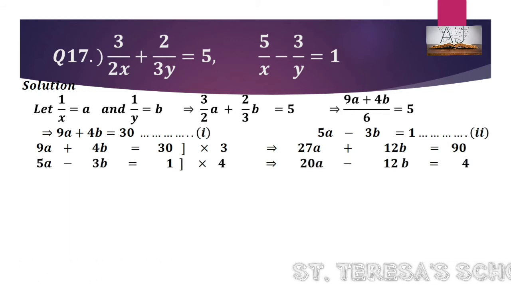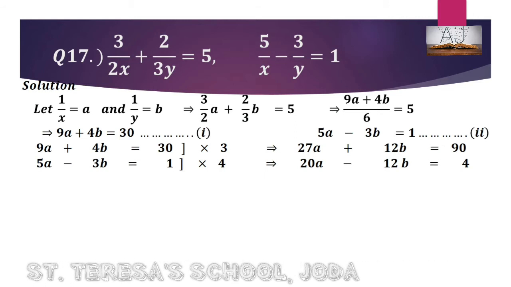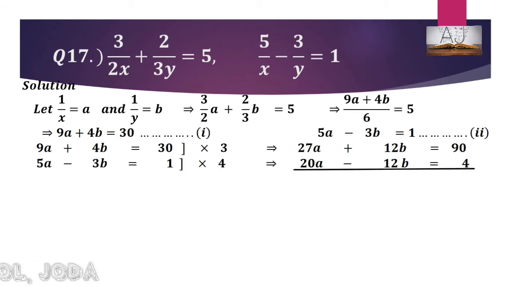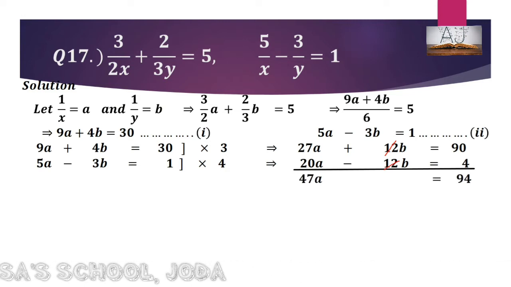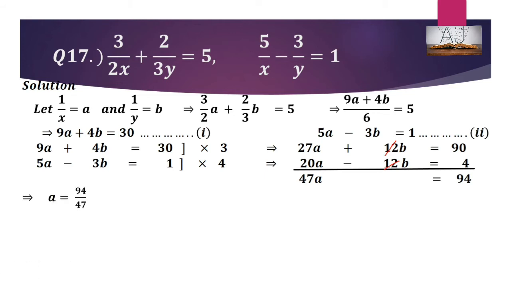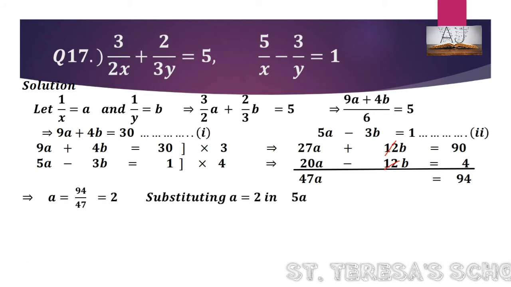Now we have to simplify them in the same way. We have to find the LCM of 4b and 3b. So it comes 12b. So we'll multiply 3 to the first equation and 4 to the second equation. So plus 12b minus 12b gets cancelled. So 47a equal to 94, or a equal to 94 by 47, that is 2.